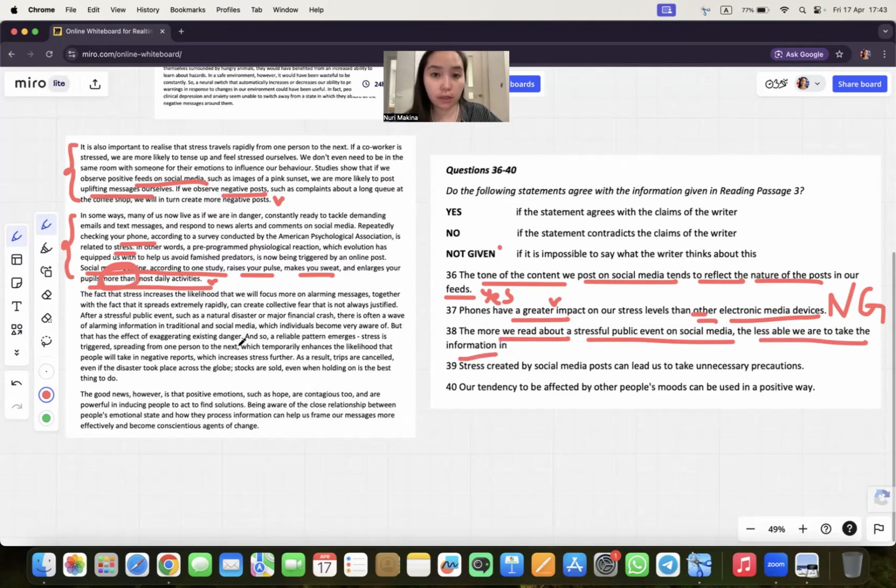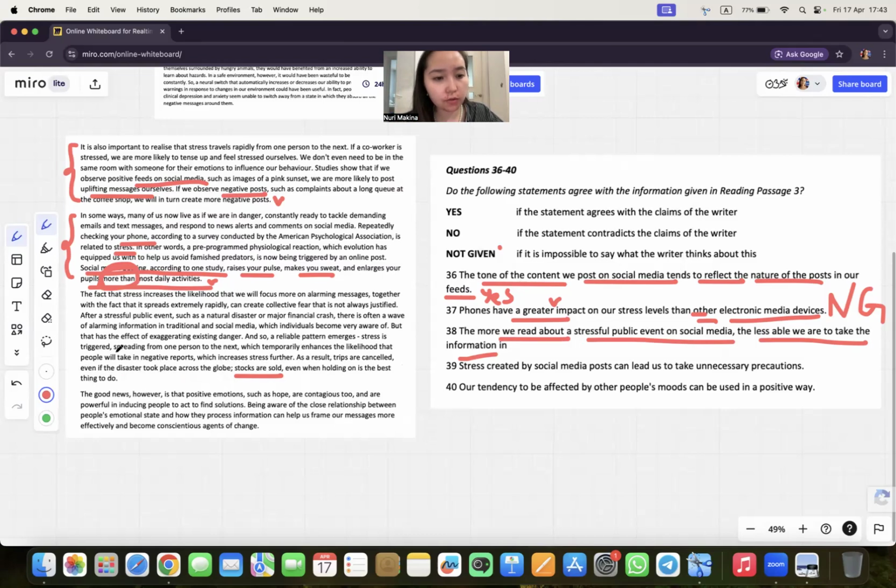So no, they're saying a completely different thing. If you read about negative stuff, you're going to sell your stocks and you're going to lose money further. They just wanted you to hold on to your stocks because it might be the best option, as stocks might grow, the prices might grow. So even if the disaster took place across the globe, which increases stress further.